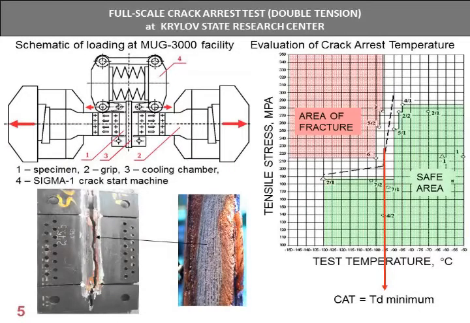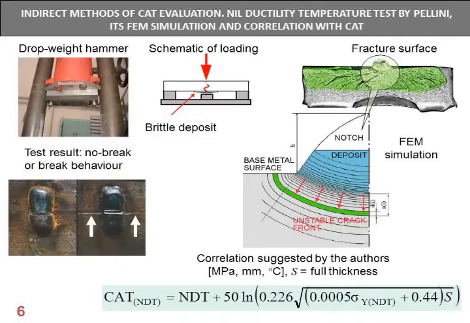A similar crack arrest test is performed in St. Petersburg Krylov State Research Center. A method of double tension is used to start a cleavage crack. The crack arrest temperature is related to a sharp change of fracturing stress. NDT is a widely known nil ductility temperature by Pellini as per ASTM E208. Specimen with a notched brittle deposit is loaded by a drop weight.